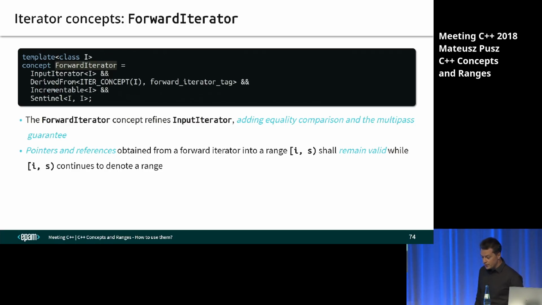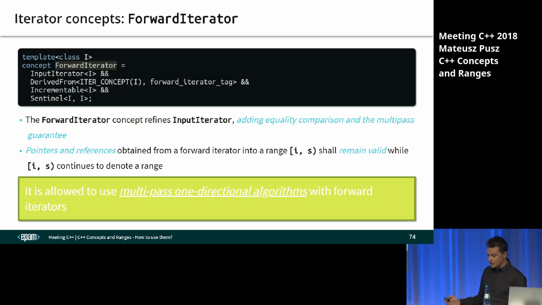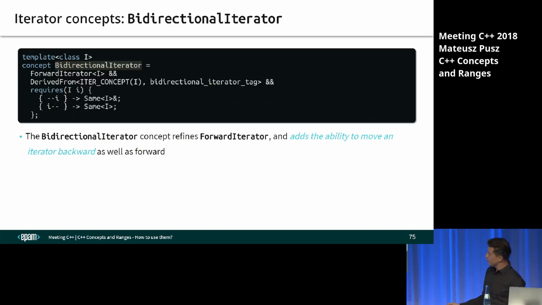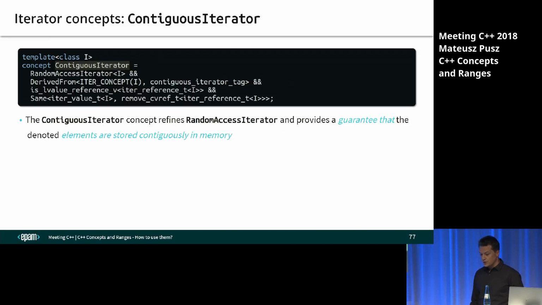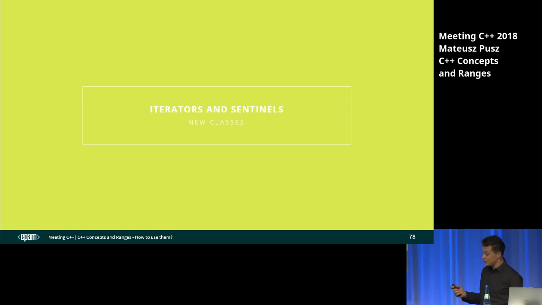Forward iterator is self-explanatory, and similar is for bidirectional, which provides us subtraction, not only a plus operation, and random access that provides us more operations to our iterator. We have also the Contiguous Iterator that makes sure that we work on contiguous memory. Sorry for going so fast, but we don't have much time today.